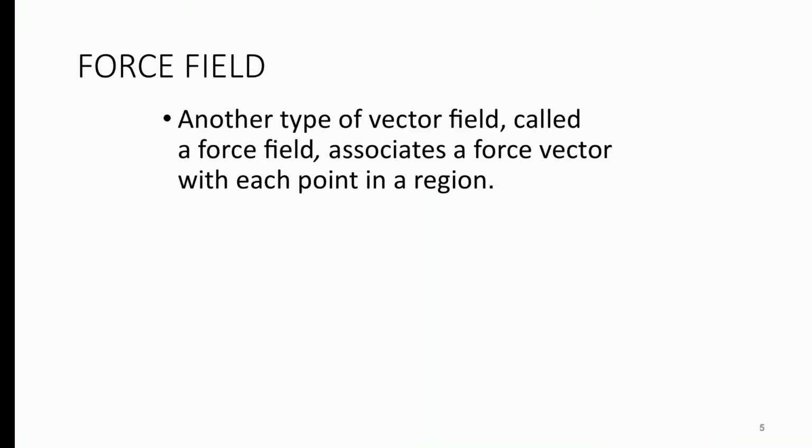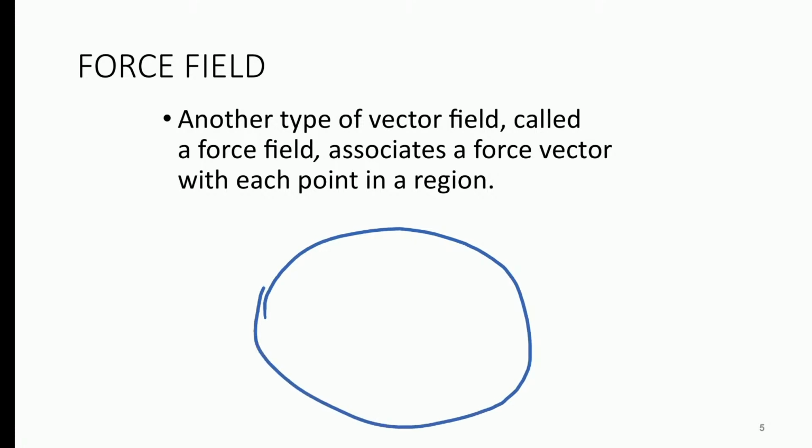So, a force field. A force field is another type of vector field, and it associates a force vector with each point in a region. You could think of magnetic fields as a force field. Gravity is a good example of a force field. Here we have the surface of the Earth. Okay, that's terrible. But anyway, gravity is a good example. You have these arrows, and those arrows get smaller as you go out into space. The force of gravity decreases by the square of the distance.